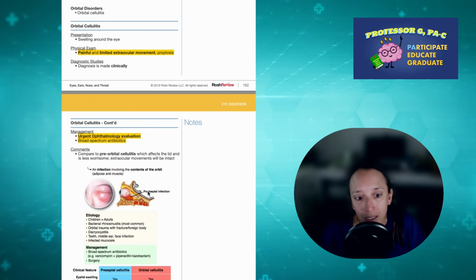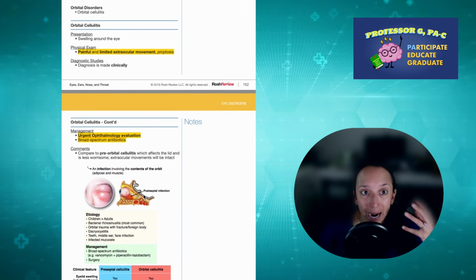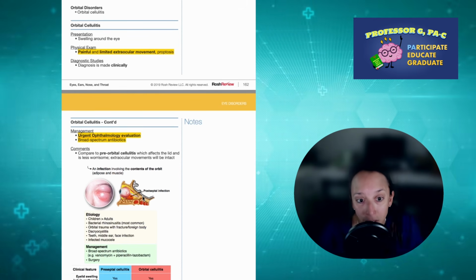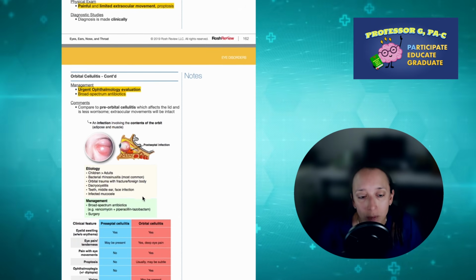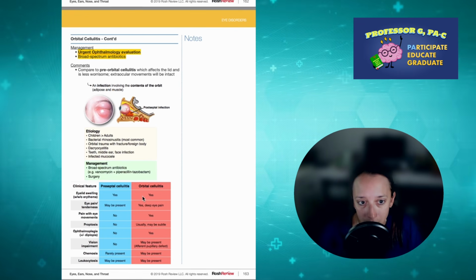The diagnosis is made clinically, although we do get CTs most often to assess for how bad the infection is and whether or not there's abscess formation behind the eye. Management is going to be urgent ophthalmology evaluation. We're going to start broad spectrum antibiotics.